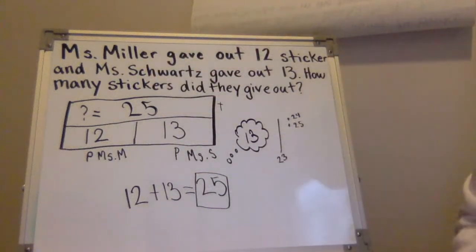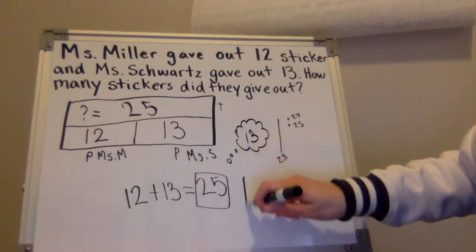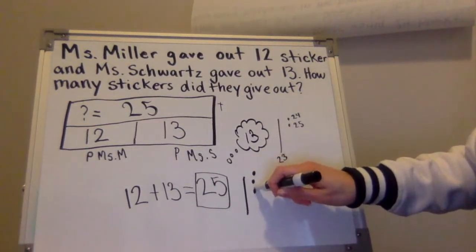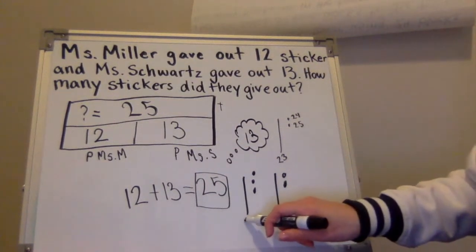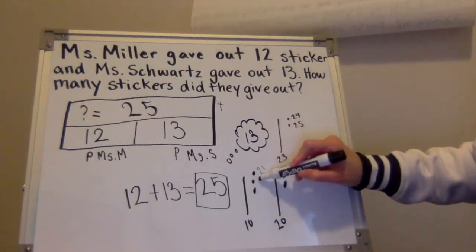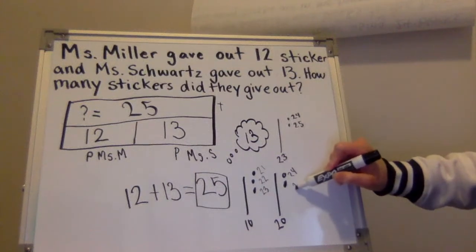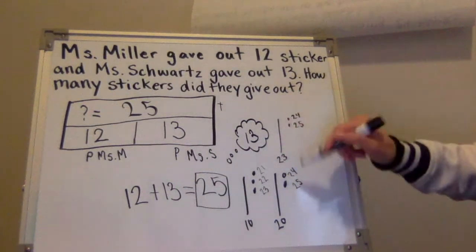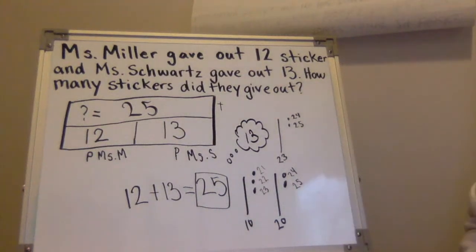25 is our missing total. If that strategy is too hard, we can go ahead and just draw 10s, 13, 12, and count 10, 20, 21, 22, 23, 24, 25. You don't need to do both of these, whichever one is easiest for you.